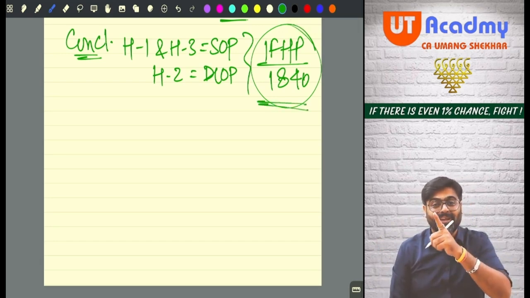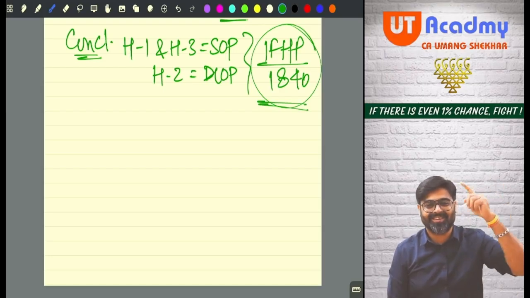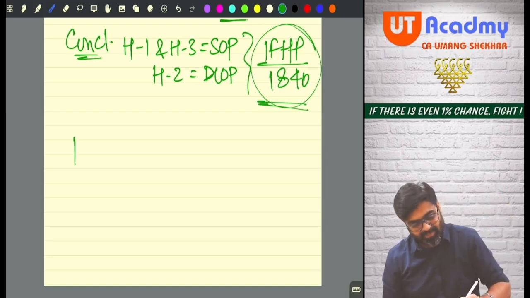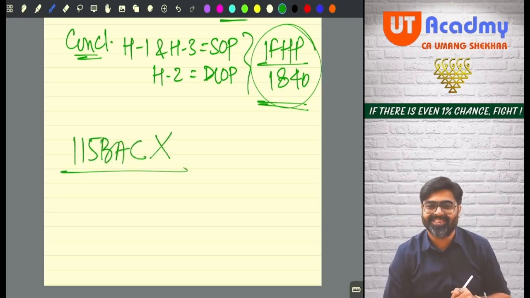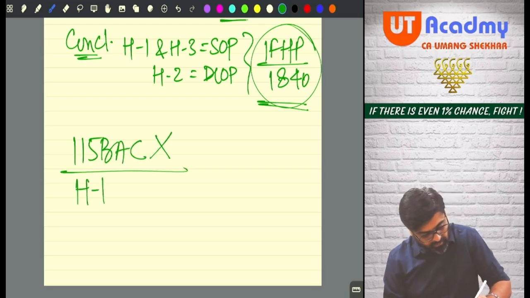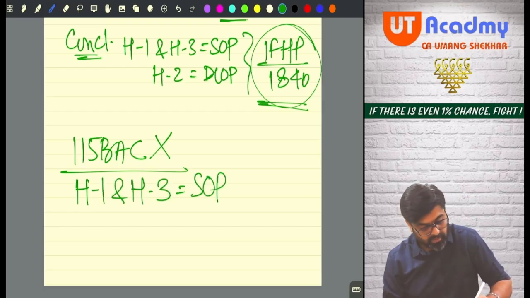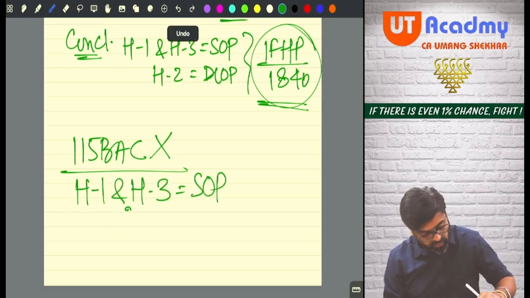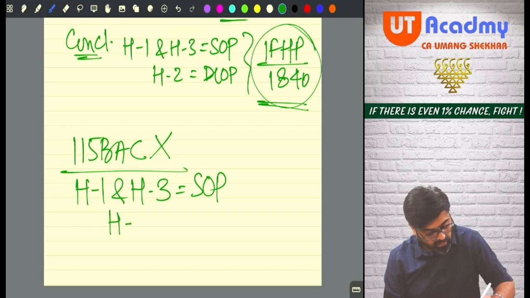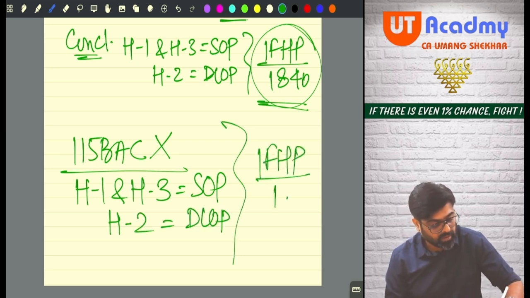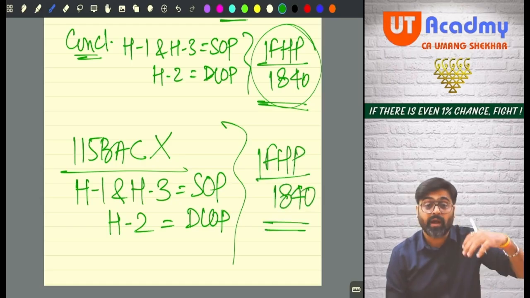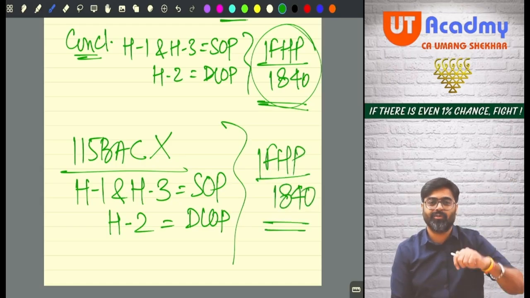So what will be your final suggestion to your client? Don't follow 115 BSE. Show house property 1 and house property 3 as what? SOP, and house property 2 as what? DLOP, so that your income from house property taxable for you is only 1840. This will be the ultimate final conclusion which you will give.